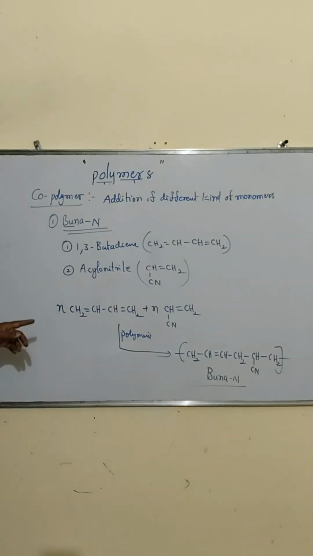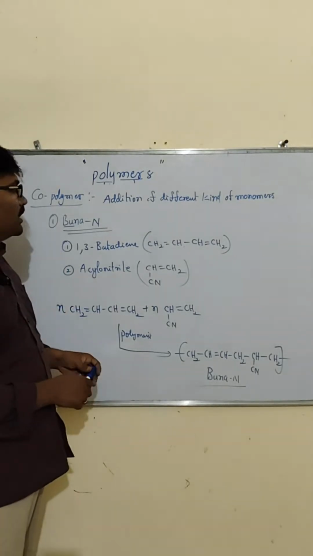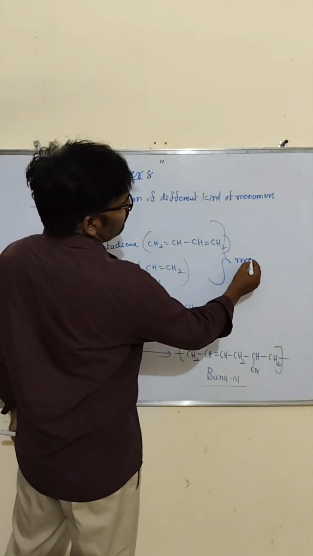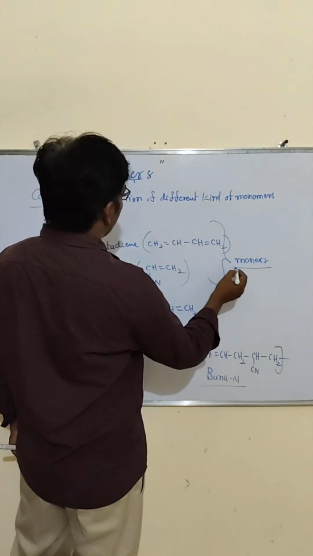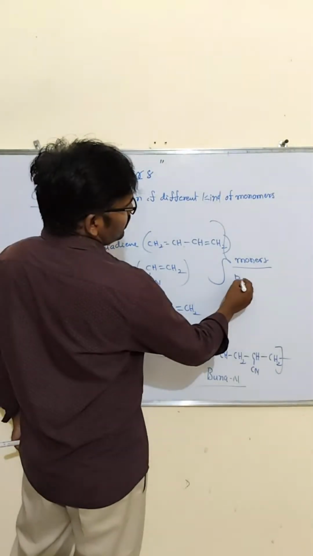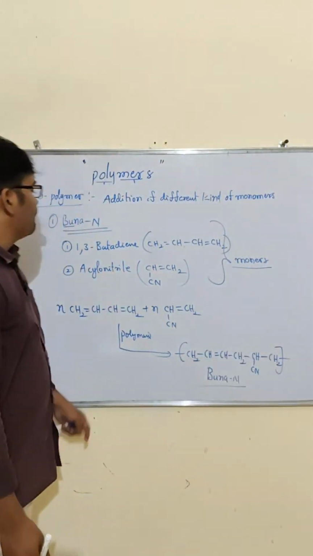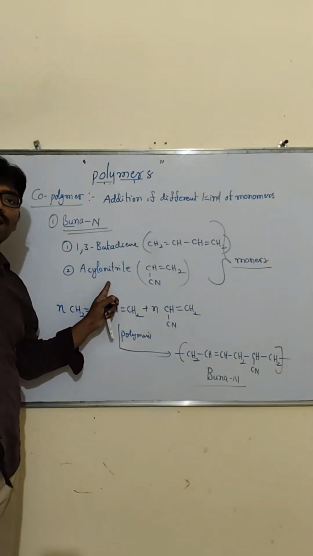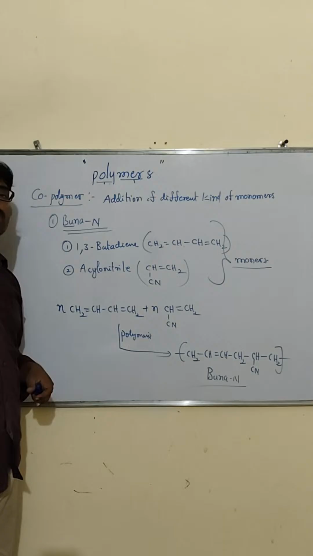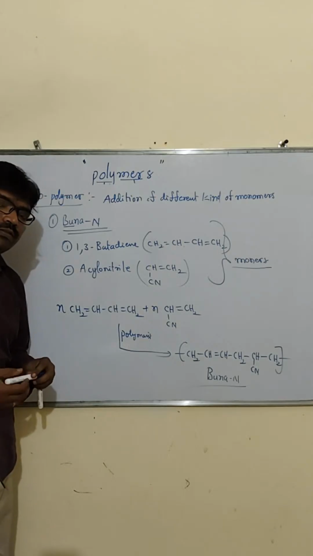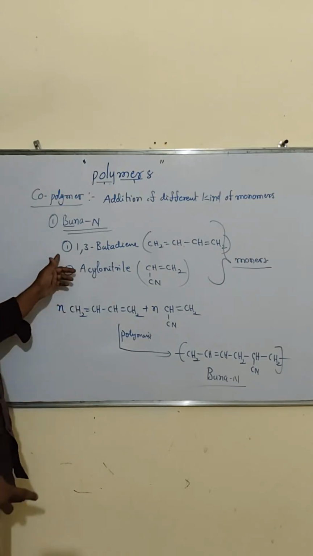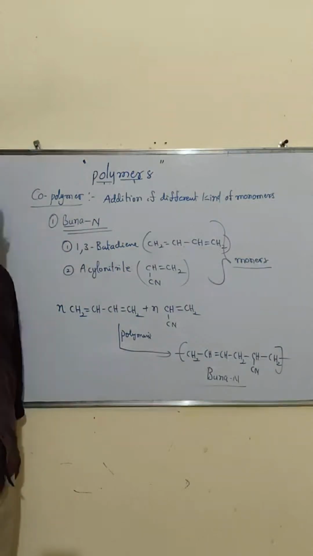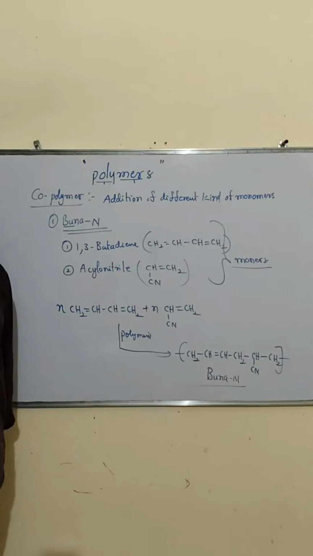Acrylonitrile. Then 1,3 butadiene. So ఈ రెండింటిని మనం monomers అంటున్నాం. They will ask a question, what are the monomers of Buna N? So Buna N monomers ఏంటి? 1,3 butadiene and acrylonitrile are Buna N monomers. What are the monomers of Buna S? 1,3 butadiene, then styrene. So all these are addition polymers.